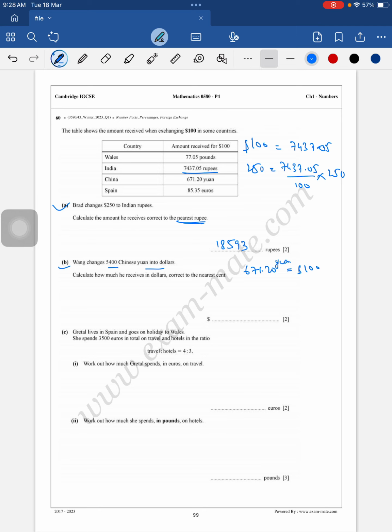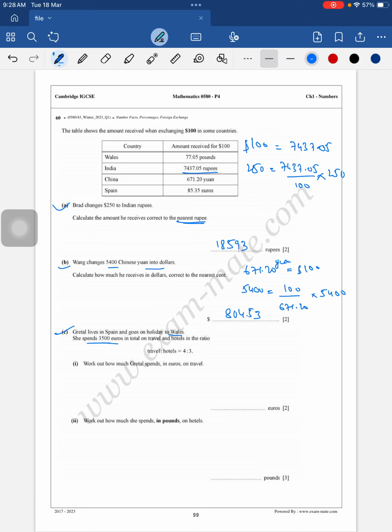Right? 5400 Chinese yuan, so 100 upon 671.20 multiplied by 5400 yuan. So 100 upon 671.20 multiplied by 5400, we get 804.53.